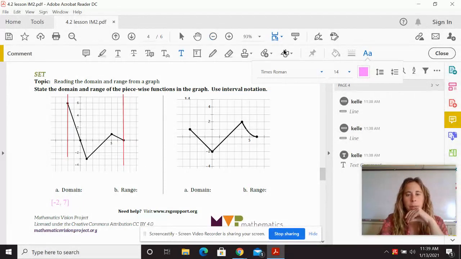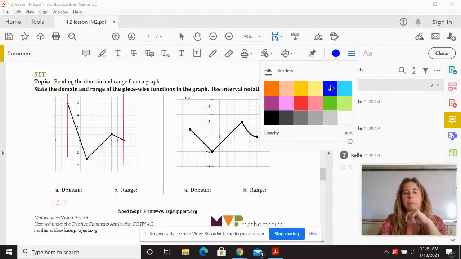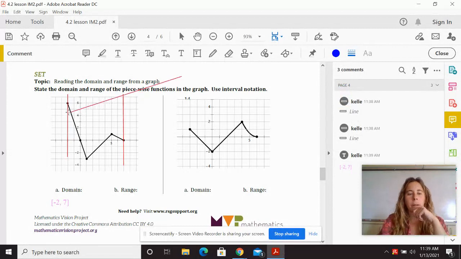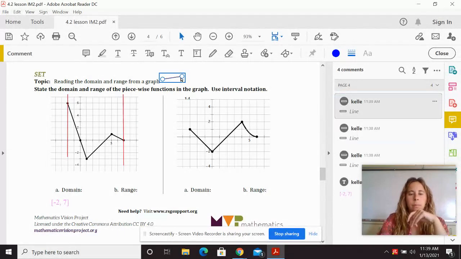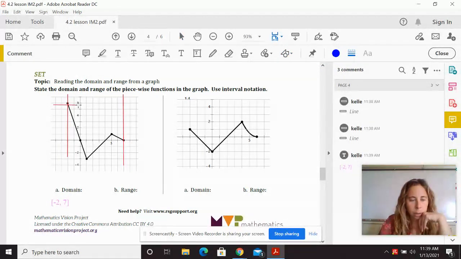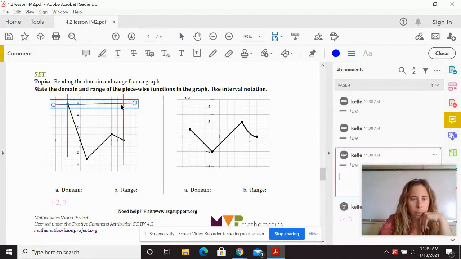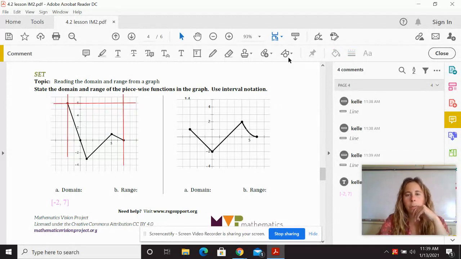Then the range, let me do a line. Can I do a different color line? We'll see. Nope, still red. Okay, well, we'll just do red. Let me try that one more time. Line, line, okay. Your range goes from, oops, that wasn't straight, from that y value to, I should have done the bottom one first. Oh well.